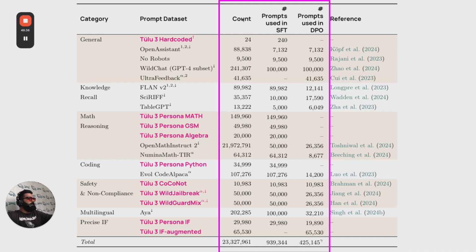This is a reminder that in their dataset table, I think it was table 7, you have your count of dataset prompts, and then you have the prompts that are used in SFT and prompts that are used in DPO, and those numbers are not always the same, right? So we only use 10,000 of SciRIFF in SFT, but we use 17,000 in DPO. And in some cases, we will reuse prompts that were used in SFT and use them in DPO, and in some cases, we will use prompts that were not used in SFT, but we will use them in DPO. And that was their approach.